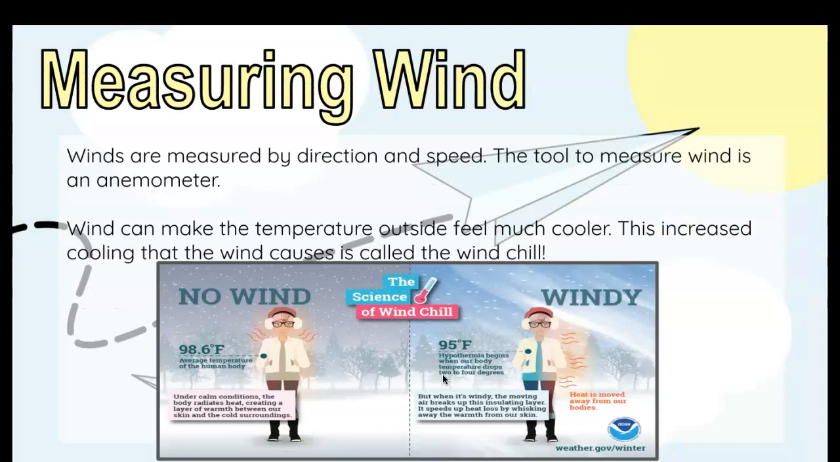Now, when we measure wind, we look at two things. We look at the direction it's blowing, and we look at how fast it's blowing. If we're measuring wind, we're going to say, the wind is blowing at 5 miles per hour northeast. I gave you my speed, which was 5 miles per hour, and I gave you my direction, which was northeast. We always add those two things when we talk about winds. To measure wind speed, we use a tool called an anemometer. It has little cups on it that spin and gather the wind, and it spins and tells you how fast the wind blows.